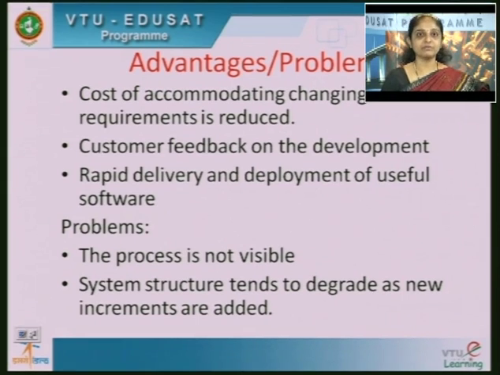But what is the problem with it? The problem is that the process is not visible. Generally in an organization, you require the actual deliverable in order to satisfy the management, or to report to the management that you have done this part of the work, that this part of the software is done and it has been accepted. This process is not visible and that is a problem.